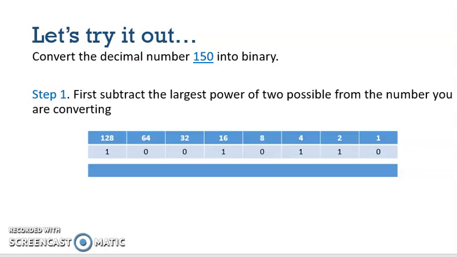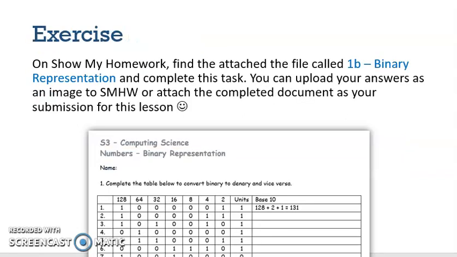So what I want you to do is have a look and find the exercise, the task sheet that I added onto the Show My Homework notification. It's called 1B binary representation. You can use this video, and you can also use the introduction to binary notes that I've attached to the Show My Homework notification as well to complete this task. It's just a list of 25 conversions that you have to do. You'll have to write out some binary and decimal numbers showing your working out in a sum, just like what I did in the examples.